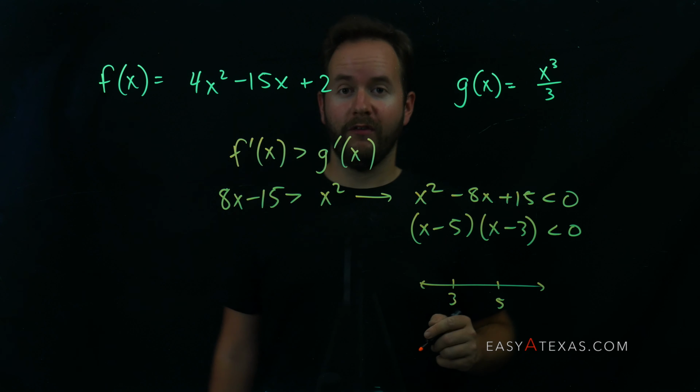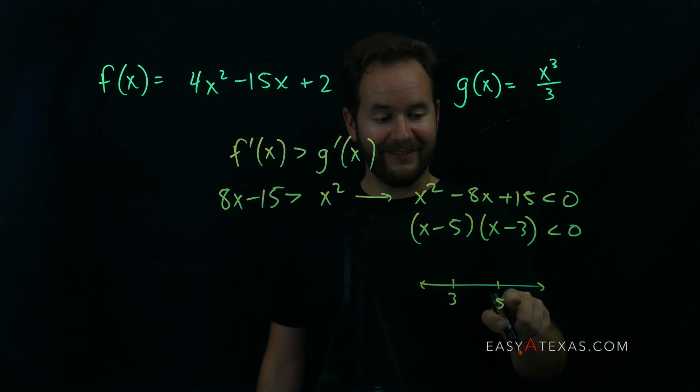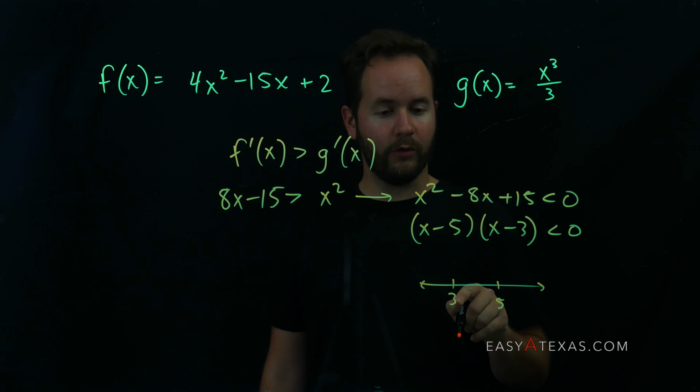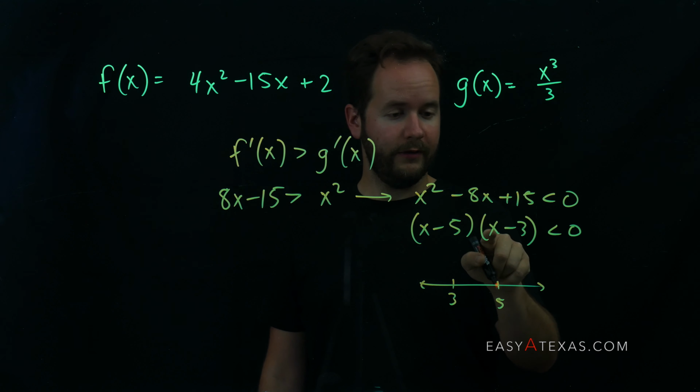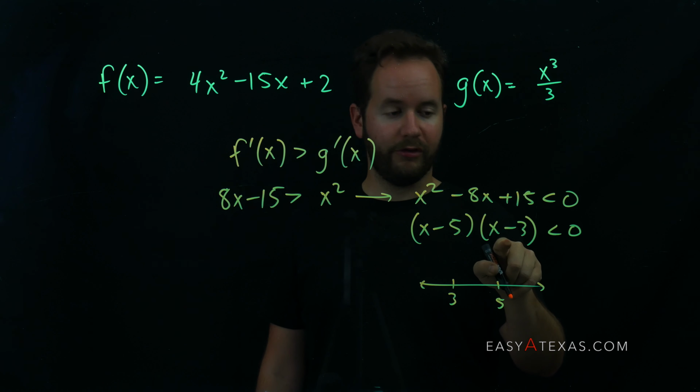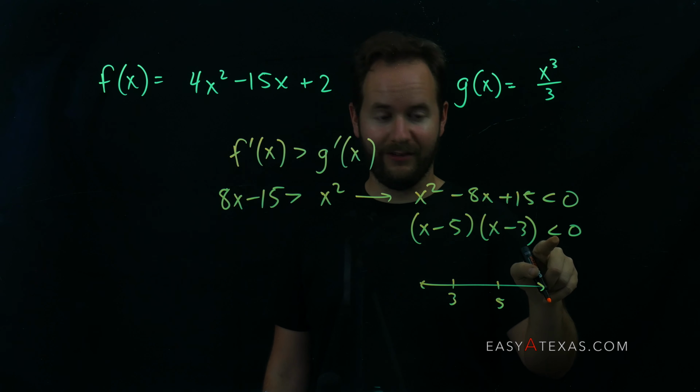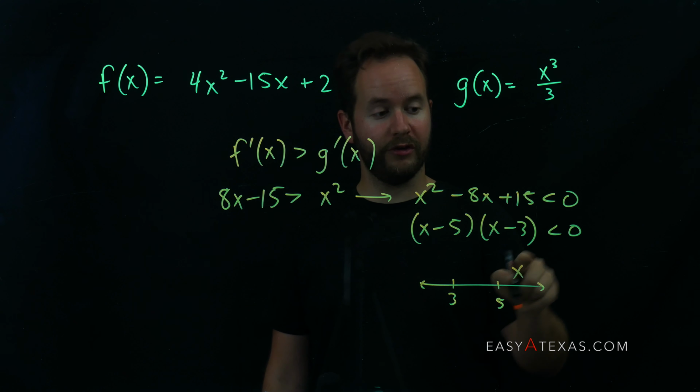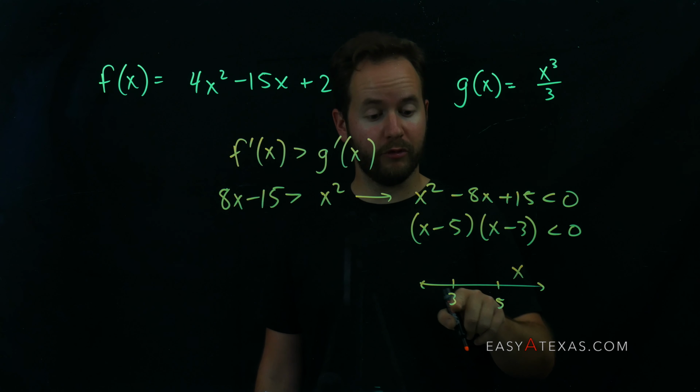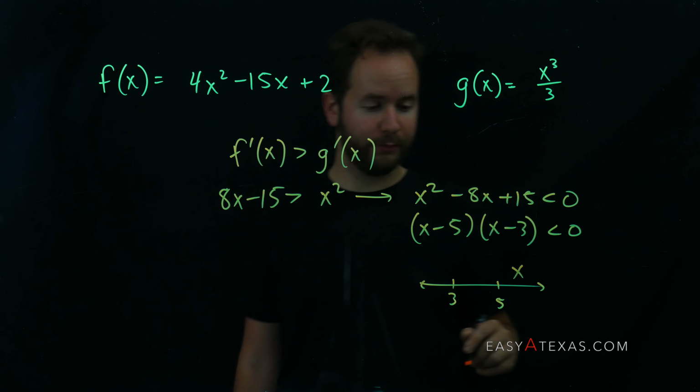Okay, pick your favorite number larger than 5. When I pick something like 6, and I plug this into my inequality, 6 minus 5 is 1, 6 minus 3 is 3, 1 times 3 is 3, but that's not less than 0. So I'm going to cross this off because we want the result to be less than 0. Let's try a number between 3 and 5. I think x equals 4 works perfectly.